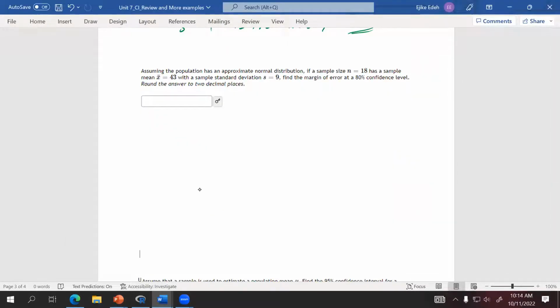Okay, so what this question is asking us to do is to find the margin of error, right? I could have broken it down to say, okay, find the critical value first, and then find the margin of error next, right? Because you can't find the margin of error without finding the critical value, because the first one is part of the second one. Okay, so let's go ahead and look for the critical value first.